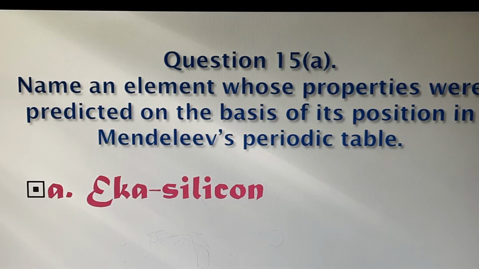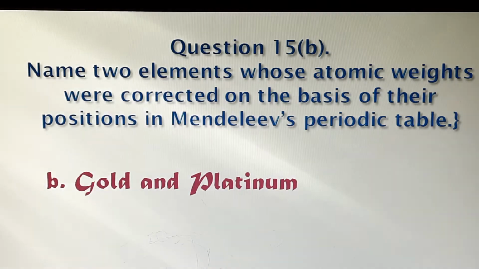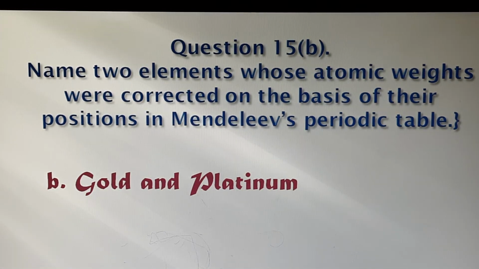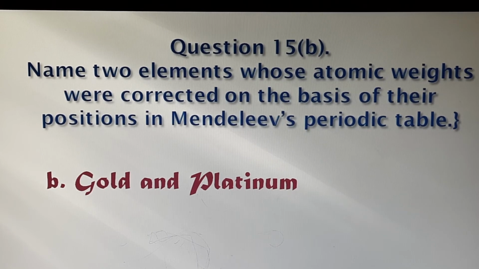15. The element whose properties were predicted on the basis of position was eka-silicon in Mendeleev's periodic table. And the two elements whose atomic weights were corrected on the basis of their position in Mendeleev's periodic table were gold and platinum.